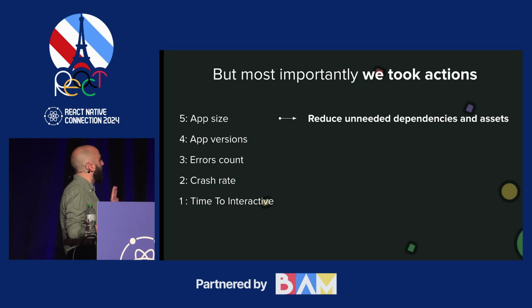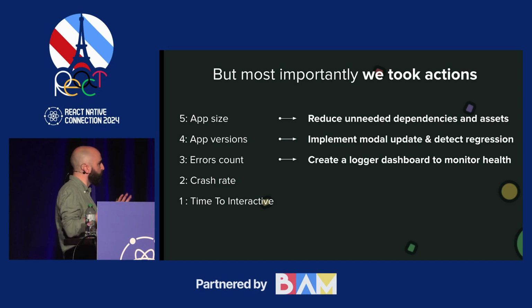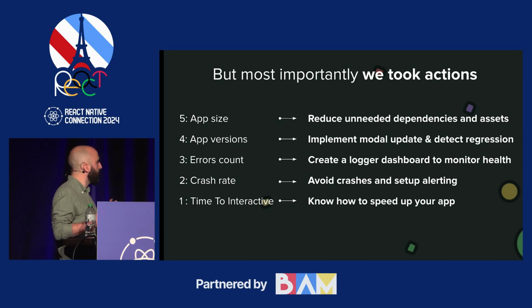So from app size, we reduced the unneeded dependencies and assets. From app version, we implemented a modal update and detected regression. With the error count, we created a logger dashboard to monitor the health of our app. On crash, we avoided crashes thanks to error boundaries and set up alerting so we can continue monitoring. And with time to interactive, there is much more to do, but here we know how to speed up the app, mainly related to animation.